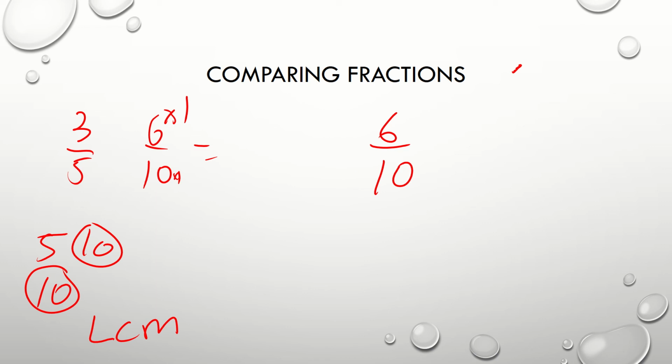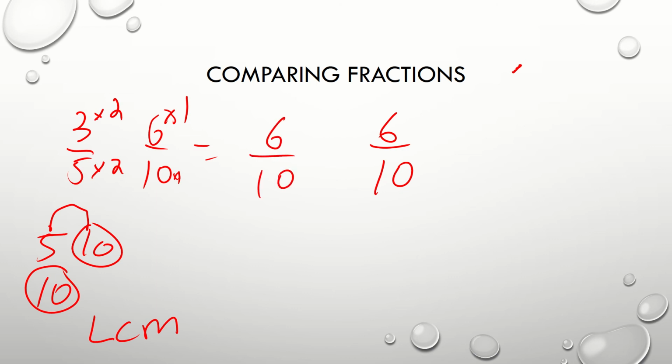The second one, though, we have to figure out what multiplies to get to 10 with 5. Well, we have 1, 2. So we're going to go 5 times 2. Now, the rule is you do the exact same on the top of the fraction. So I'm going to go 3 times 2, and I'm going to get 6 over 10.